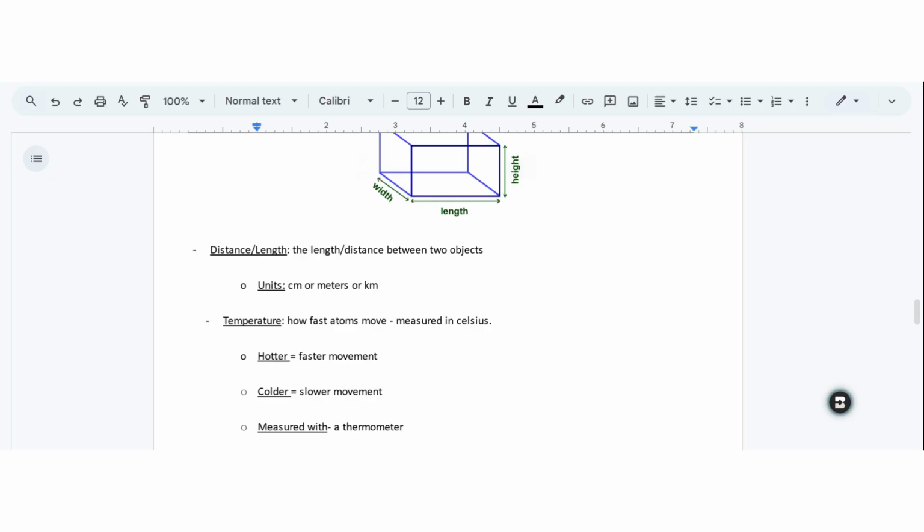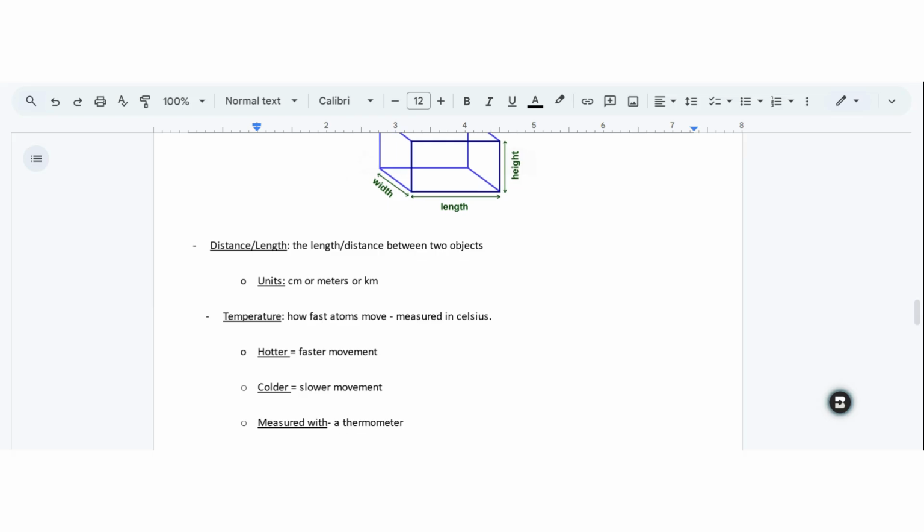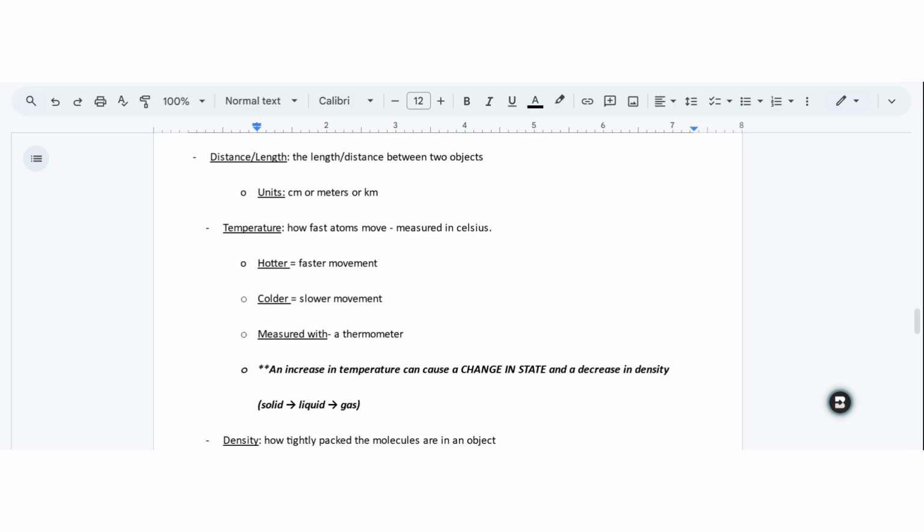Distance we know to be just the length or distance between two objects. We're using centimeters, meters, kilometers, because it's all based on a factor of 10 with the metric system. Temperature we've discussed. It's how fast atoms move. It's measured in Celsius. So temperature is not really a measure of whether or not something is hot or cold. It's a measurement of whether there is fast molecular motion or slow molecular motion.